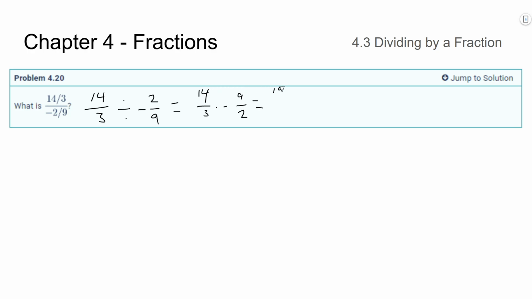And once again, we can go and multiply across. So 14 times 9 over 3 times 2. Don't forget your negative sign. It's very, very easy to forget these negative signs, especially as you get into more complicated algebra. So make sure that you're carrying them all the way through the problem.